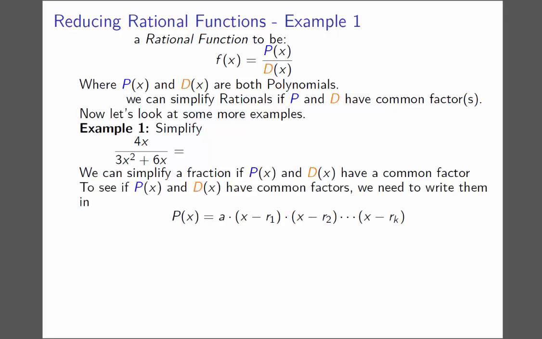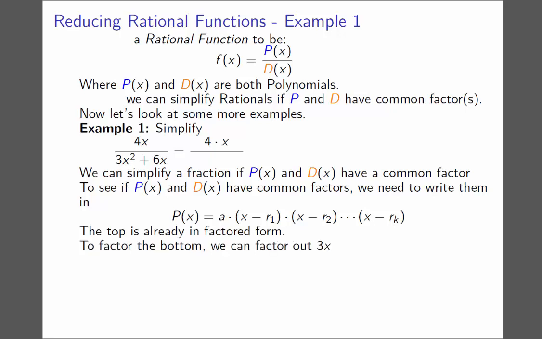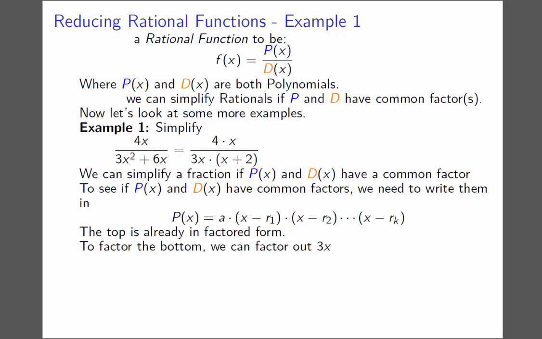So to see if p of x and d of x have common factors, we need to write them in factored form. Our constant a times x minus our first root times x minus our second root, and so on down the line. Now the top is already in factored form, 4 times x. To factor the bottom, we can factor out 3x, leaving us with 3x times x plus 2.